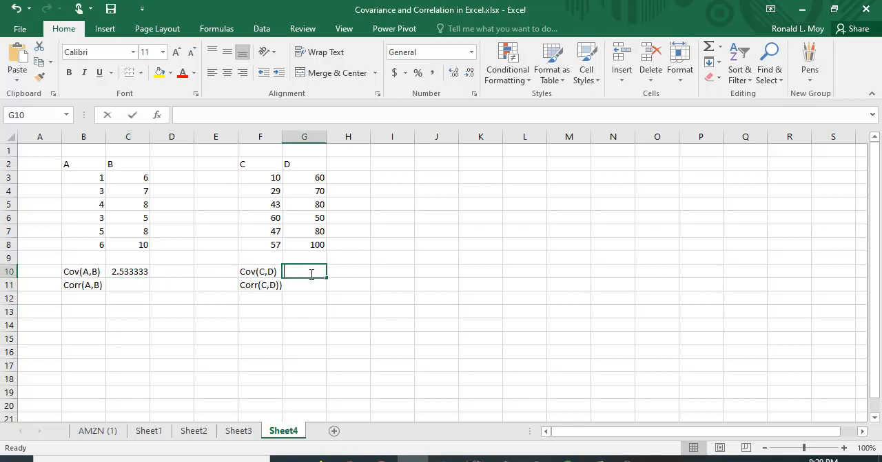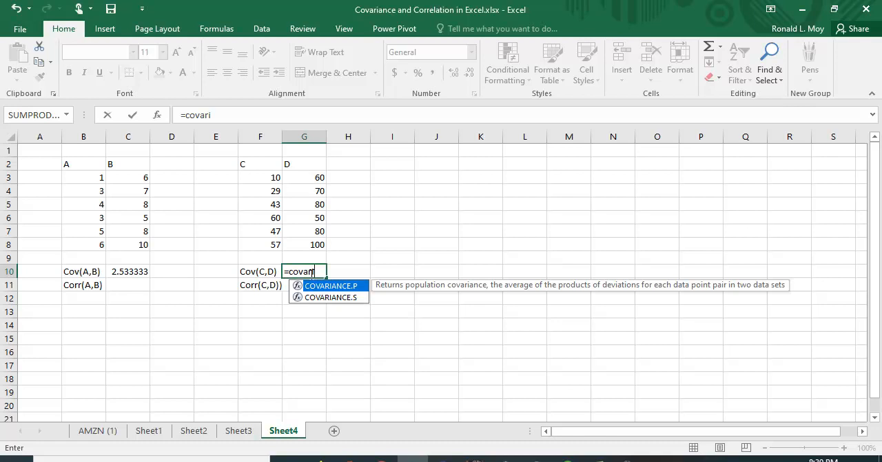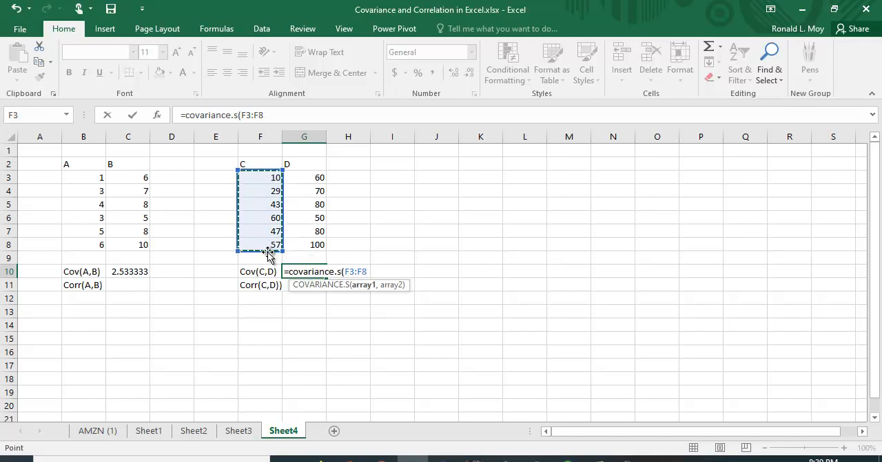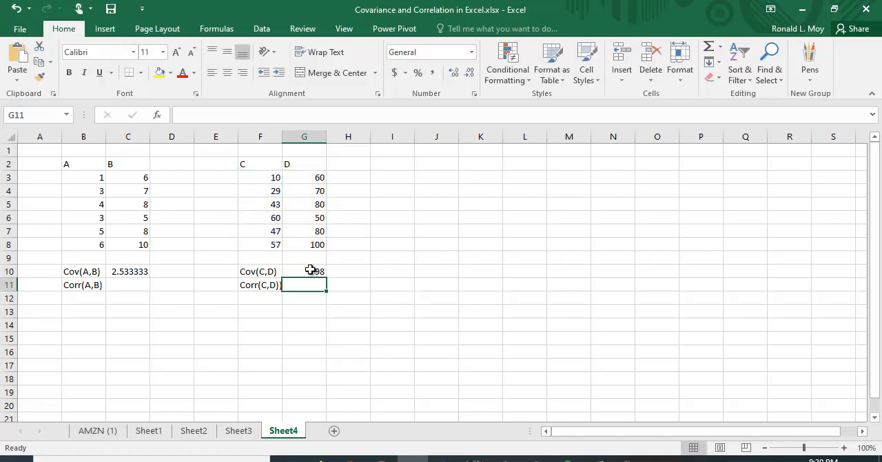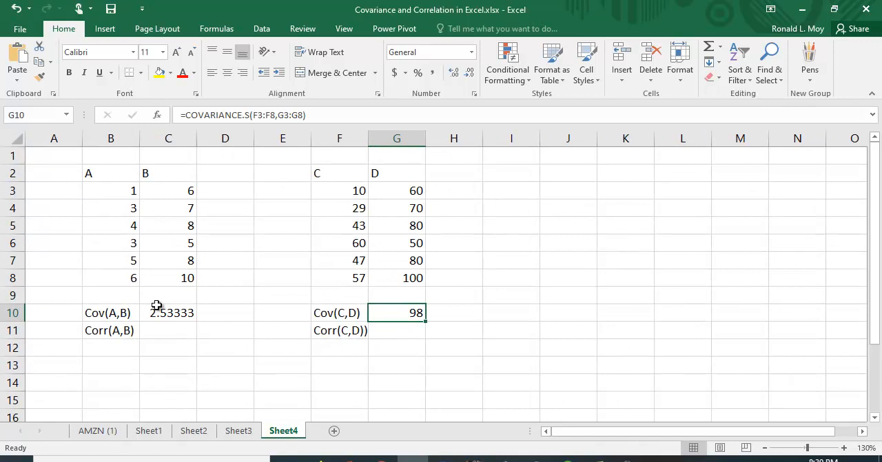We'll do the same thing, equals, and we have these variables, and these variables. Here we get one of 98. It's much bigger. In fact, let me see if I can make my screen a little bit bigger here for you to see. So you can see this is much larger.